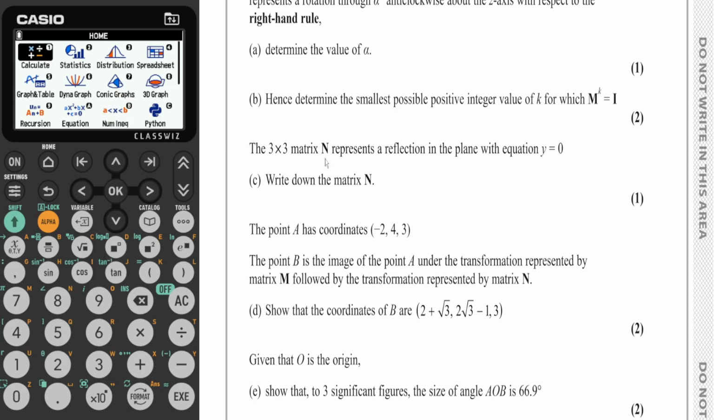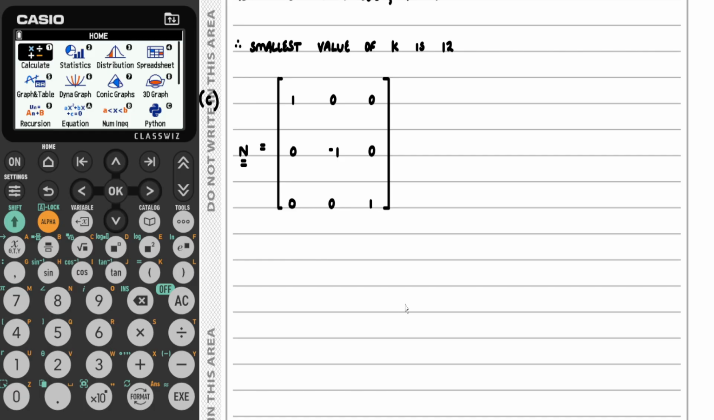The 3 by 3 matrix N represents a reflection in the plane with equation y equals 0. Part C, write down the matrix N. If we reflect in the plane y equals 0, the matrix N will be shown here. We have 1, 0, 0, 0, negative 1, 0, 0, 0, 1.